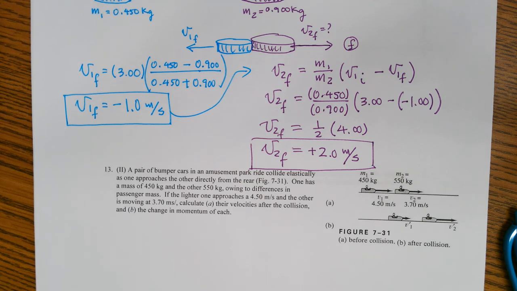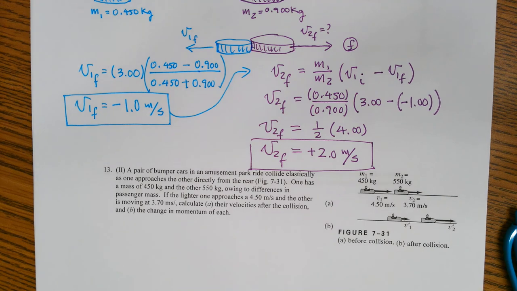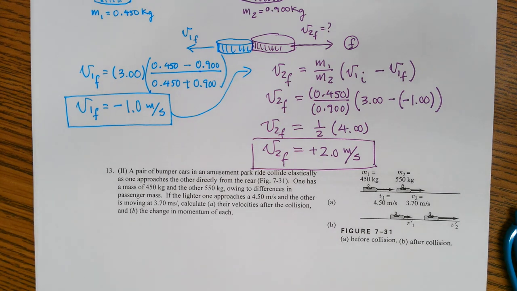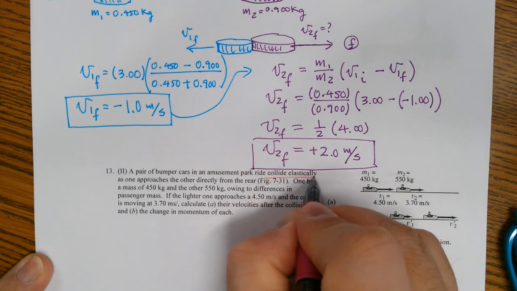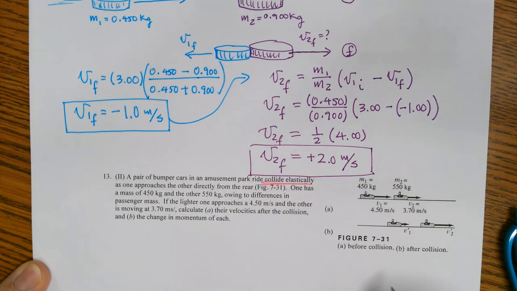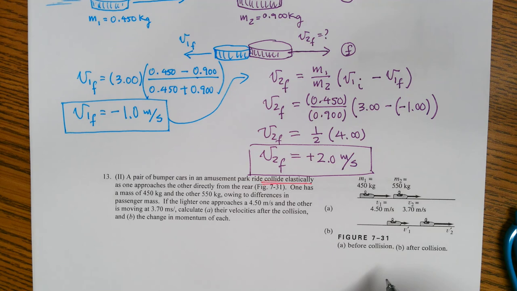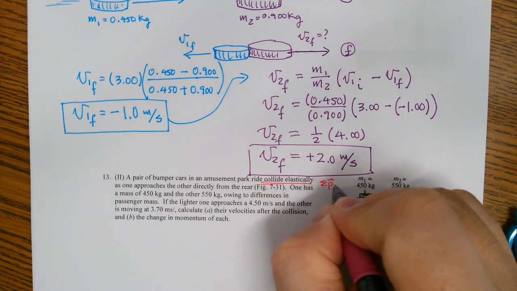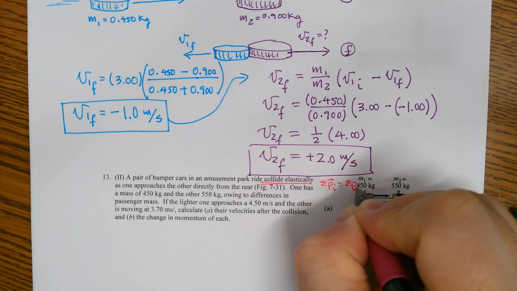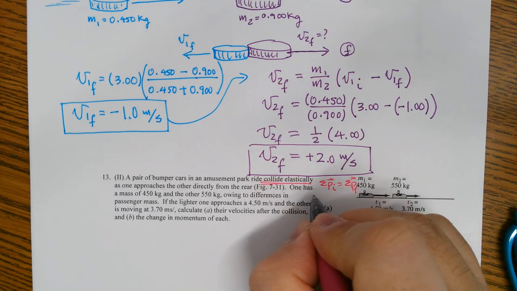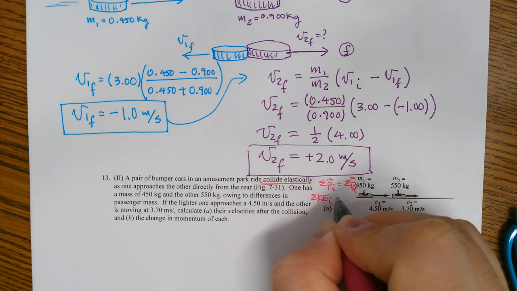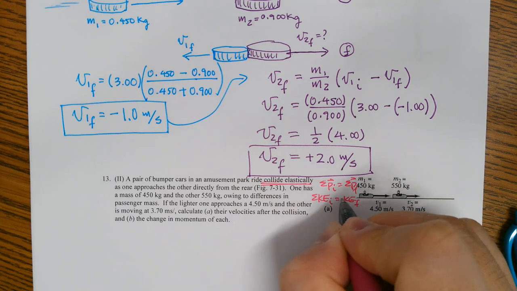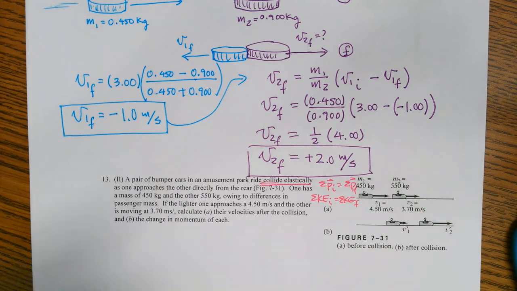So a pair of bumper cars in an amusement park ride collides elastically. When it collides elastically, we know two things, right? We know the momentum initial is equal to momentum final. We know that. And we also know the kinetic energy initial must equal kinetic energy final. So these two things must hold.